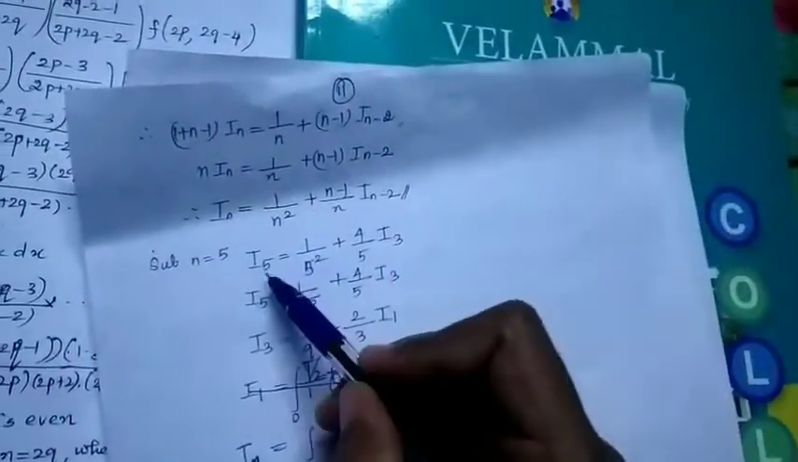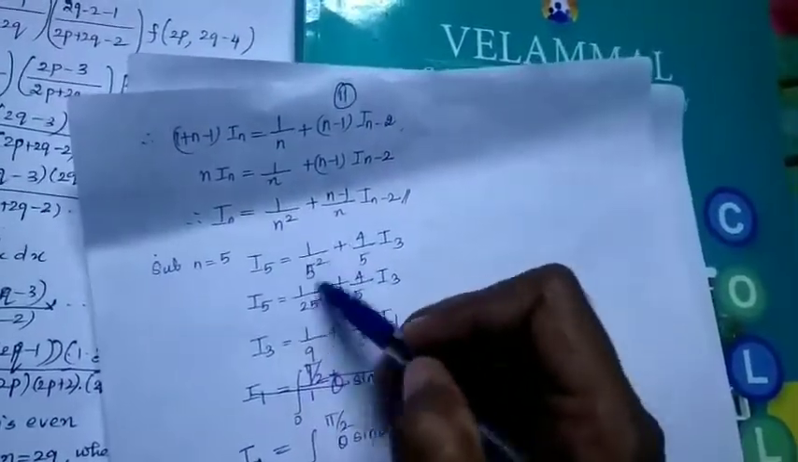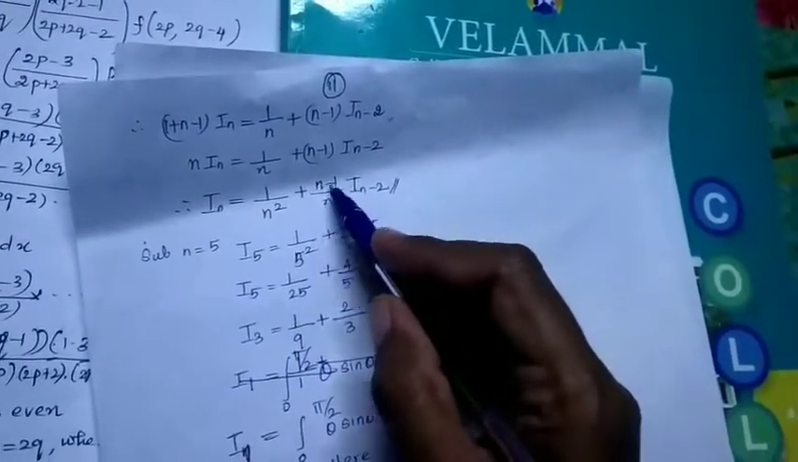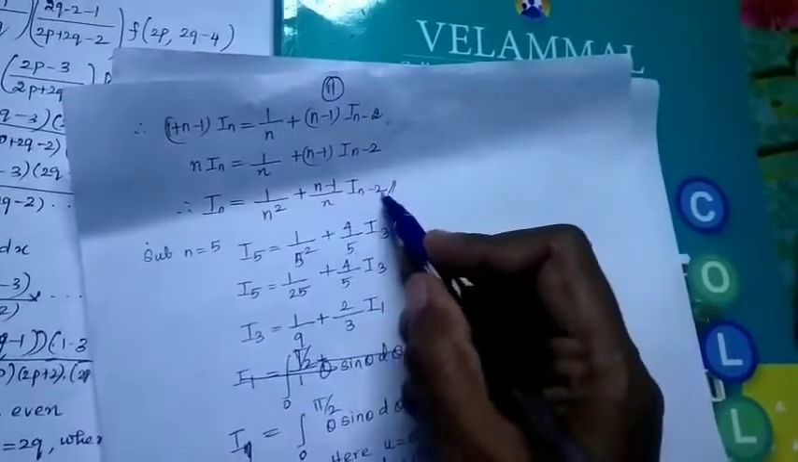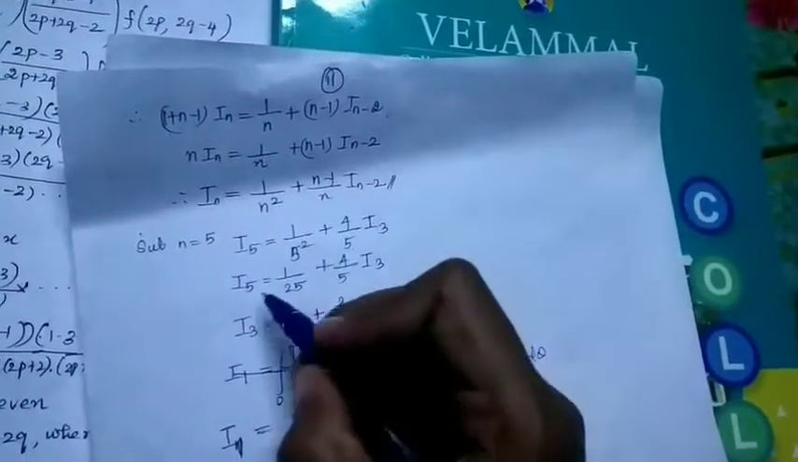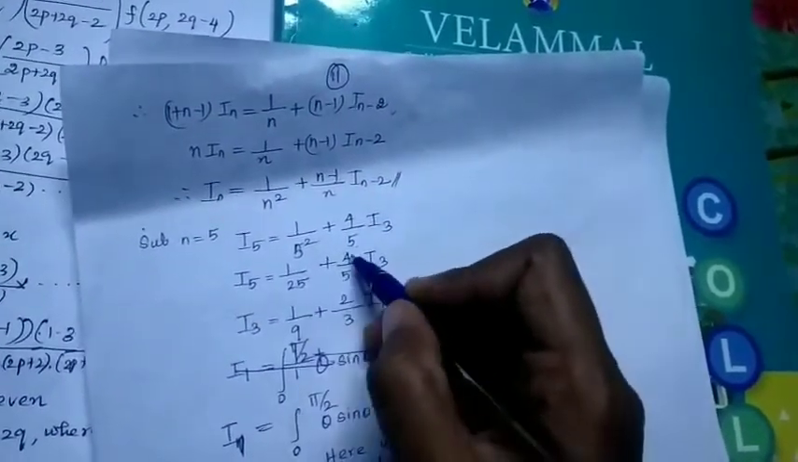In the place of n, substitute n equal to 5. What you get? 1 by 5 square plus 4 by 5, since 5 minus 1 is 4 by 5, and 5 minus 2 is 3, I3, right? So I5 equals 1 by 25 plus 4 by 5 I3. So I want to find out what is I3 also.